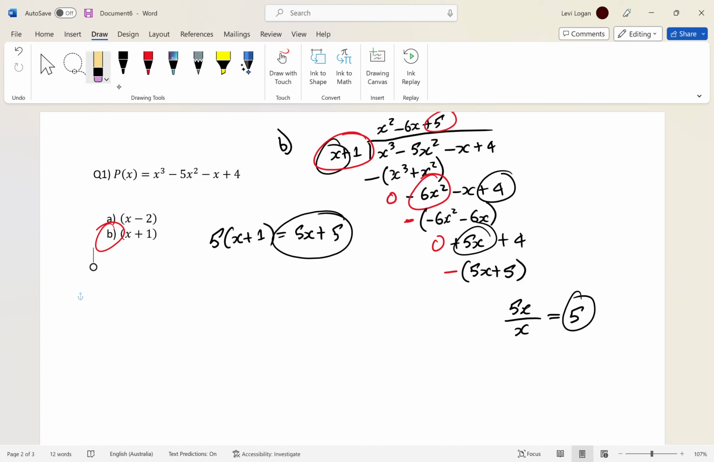Right? So we're going to have 5x minus 5x, so we're going to get 0. And then we're going to have 4 minus 5, which is negative 1. So the remainder is negative 1. Alright, cool. Hopefully you're starting to get into the rhythm of this, okay?